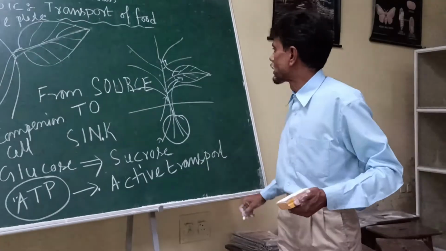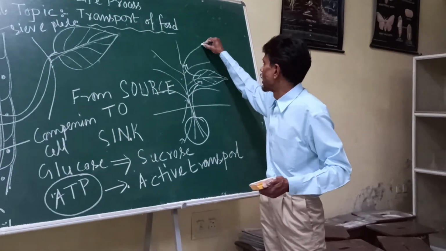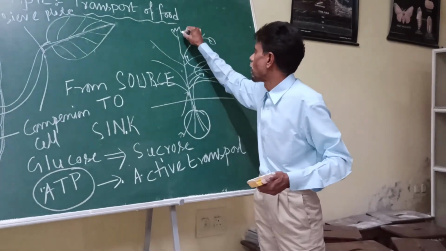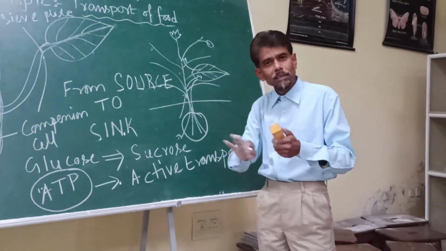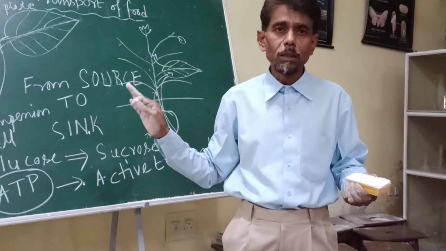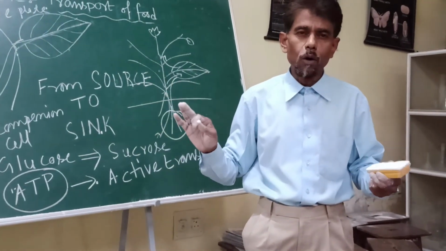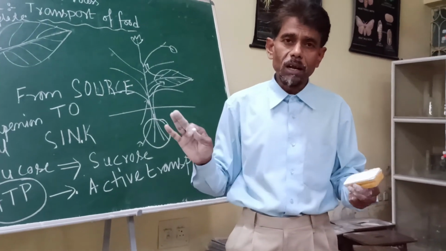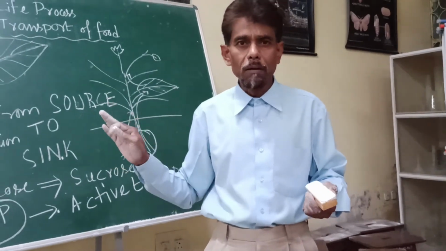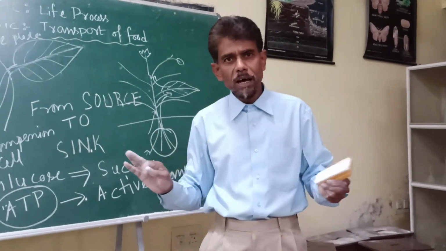In that way, from source to sink, the food is moving, and the sink may be the root, the fruit present at the tip of branches, or the flower present at the tip. Is that clear? So this is all about the mechanism of transport in phloem. I hope you have got a very clear concept about transportation of food material by virtue of phloem. Is that clear? Thank you.